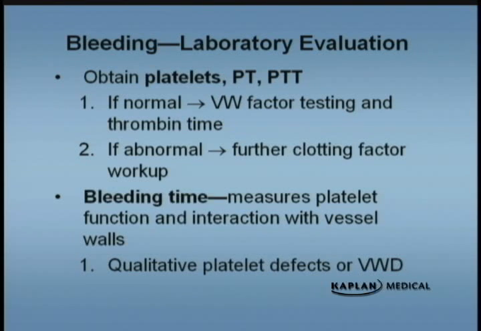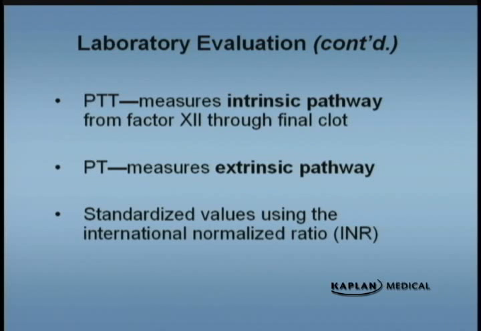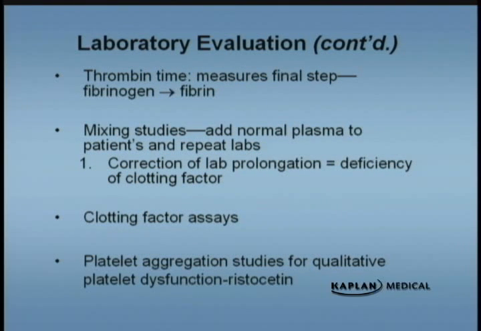The bleeding time actually measures platelet function and also interaction of the platelets with the vessel walls, and it's useful to do the bleeding time for a qualitative platelet defect or also for von Willebrand's disease. The PTT, as you recall, measures the intrinsic pathway, so that's going to be factor 12 all the way to the final clot. The PT measures the extrinsic pathway. And also remember that now we use the INR, which is the standardized international normalized ratio. Thrombin time helps to measure the final step of fibrinogen to fibrin.